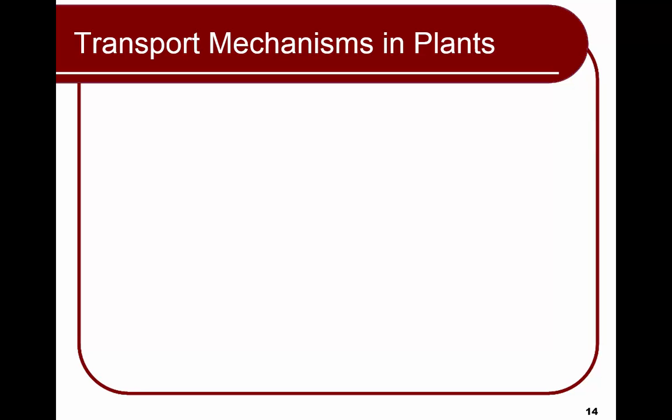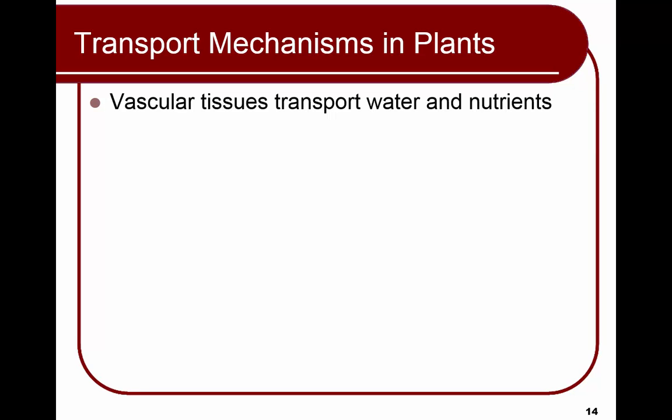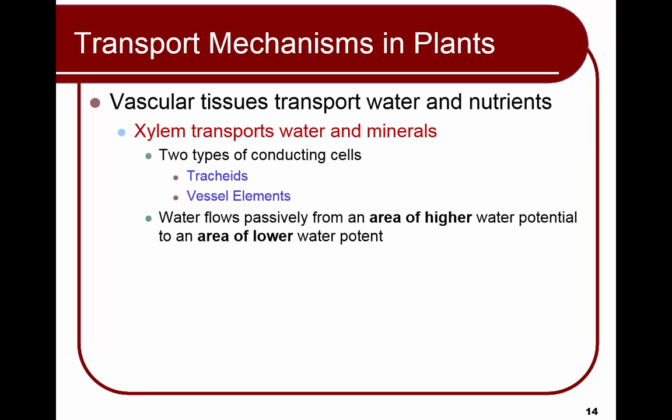Now, there are also transport mechanisms in the plants, and I've mentioned one of these before. They are called vascular tissues, and they transport water and minerals. And xylem is the name of it. And it has two types of conducting cells. It has tracheids that allow water to move from one trachea to the next, and then there are vessel elements, which are long and tubular and placed end to end. They kind of form a hollow pipeline from the roots to the leaves.